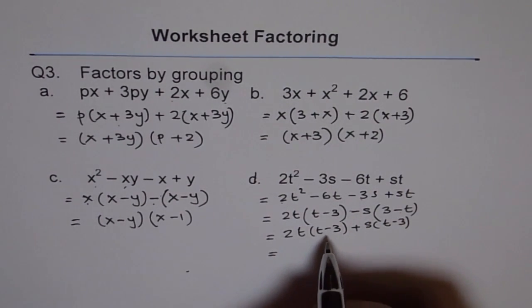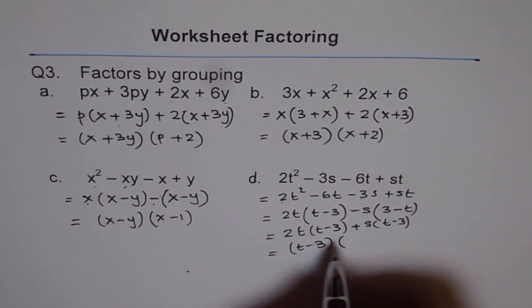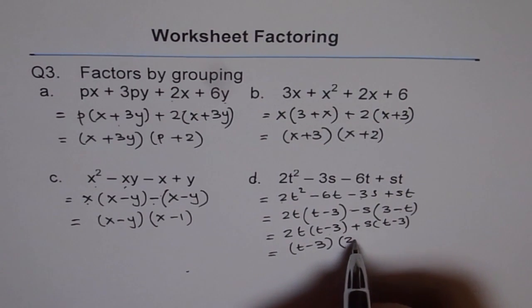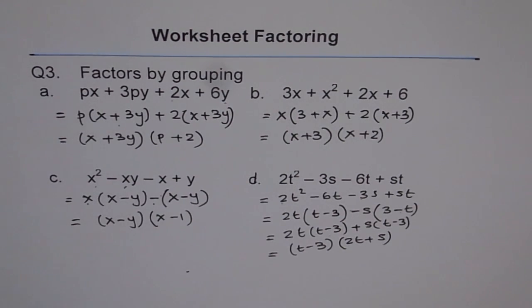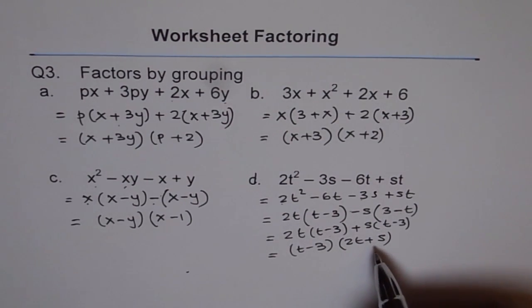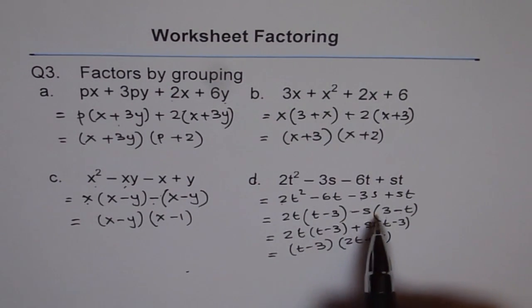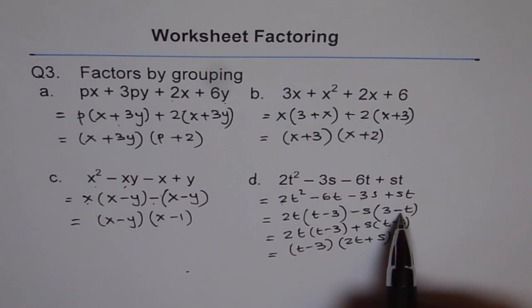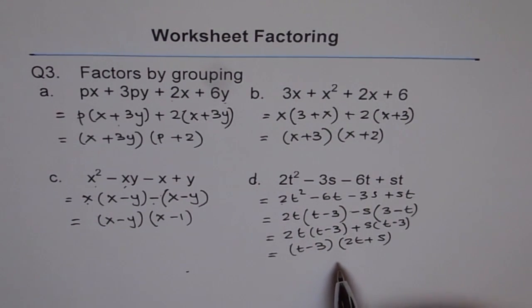Now you can factor out t minus 3. So we get t minus 3 outside, and you get 2t plus s from the other factor. Correct? So that is how you can factor these things. So make a note that t minus 3 and 3 minus t are minus 1 times one another, correct? So minus 1 is a common factor between them. Okay, so that is how we can factor these by grouping. Thank you.